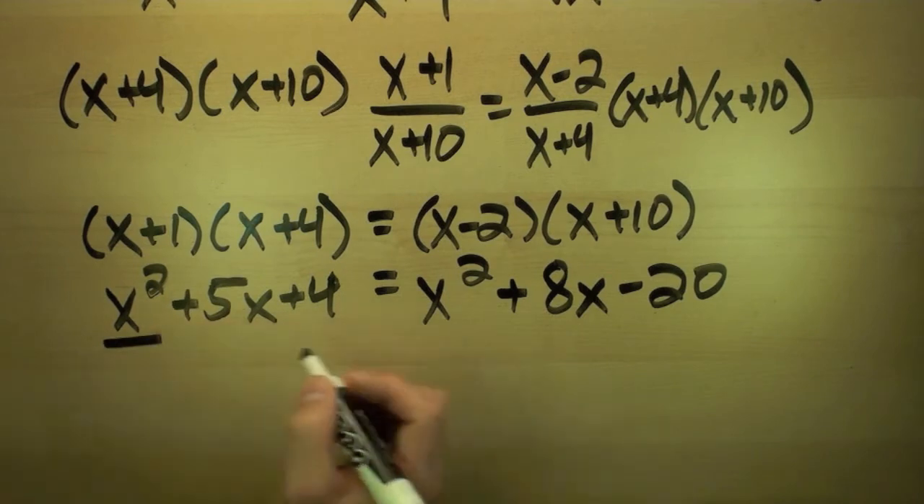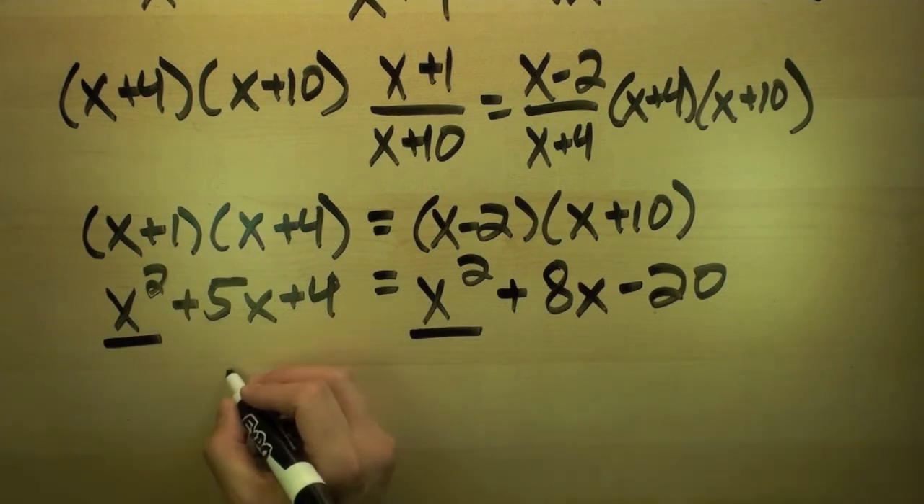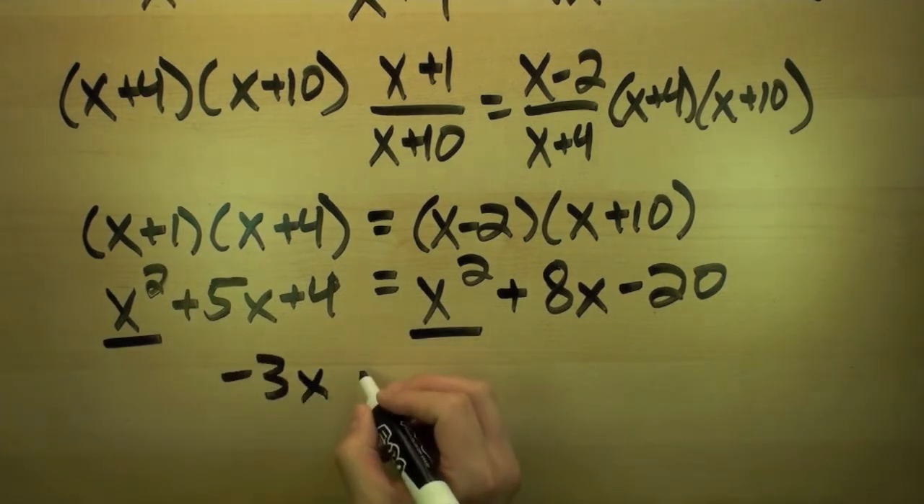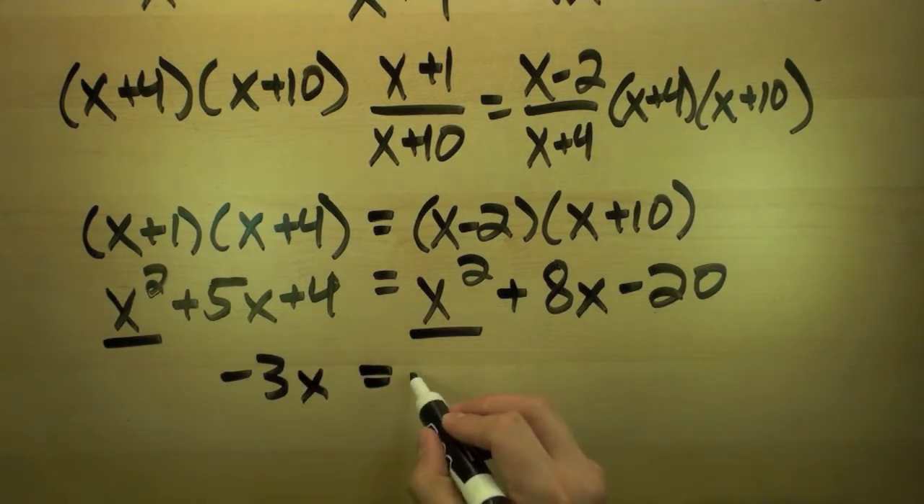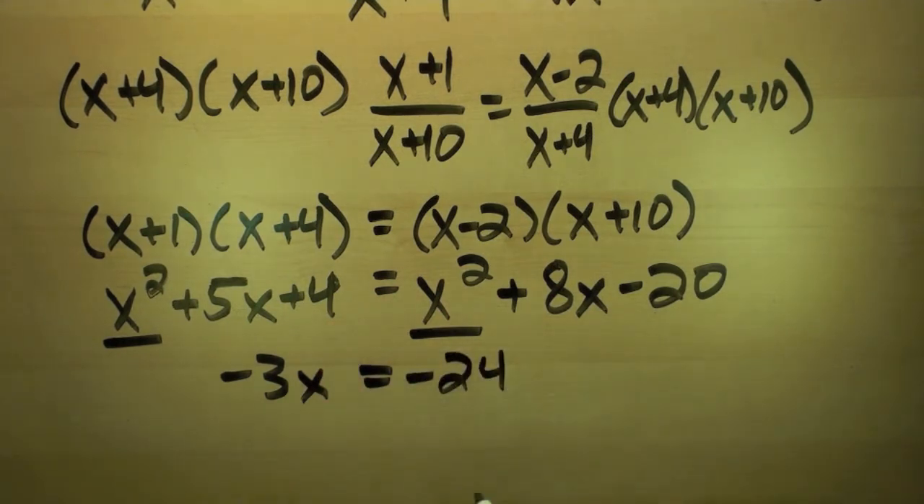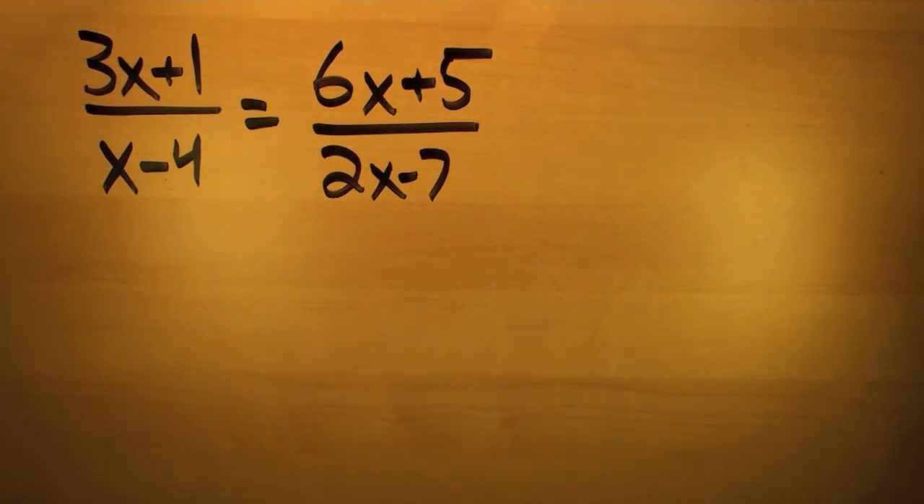Notice we can subtract x squared from both sides, so our x squared terms go away. Now if we subtract 8x, we're going to get negative 3x equals, and we subtract 4 on both sides, we're going to get minus 24, leaving us with x equals 8. And if we take 8 and plug it back into our original equation, you'll see that we get a true statement.